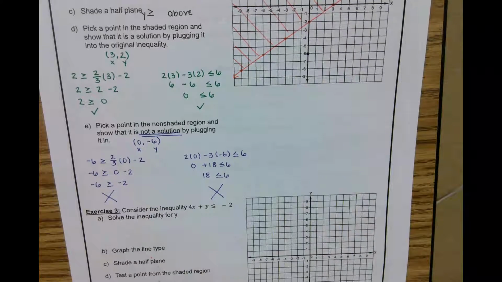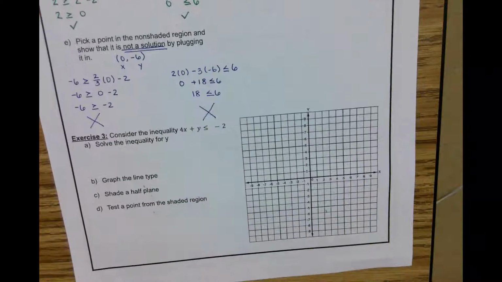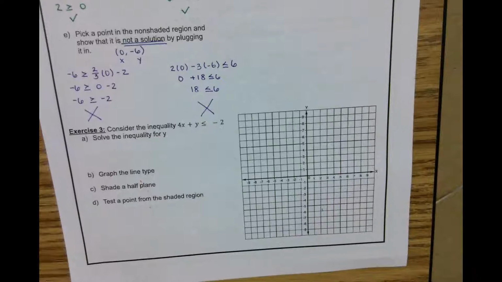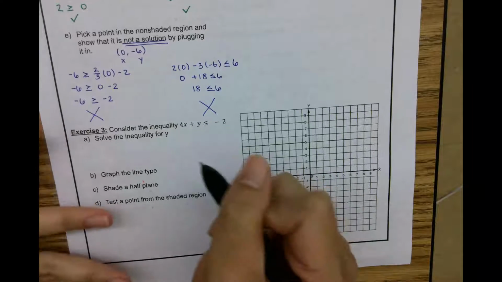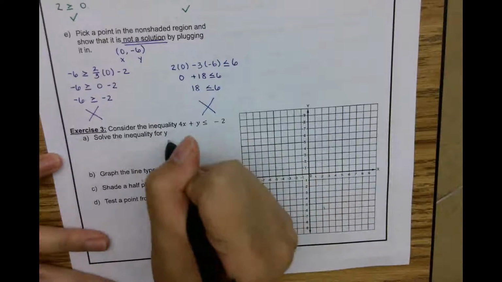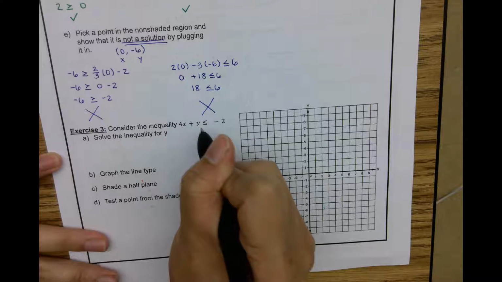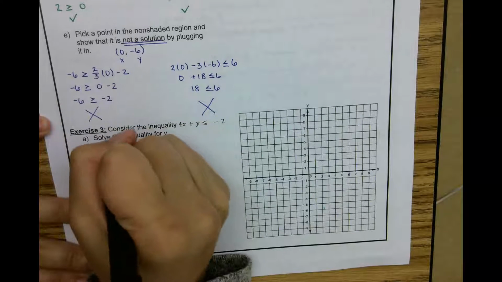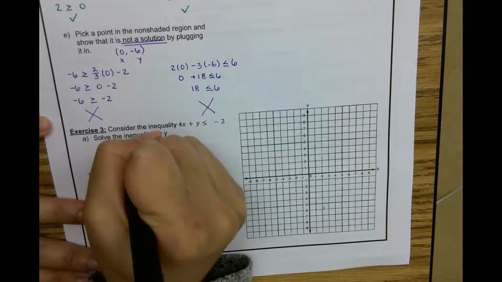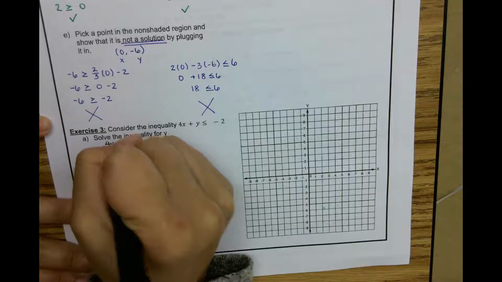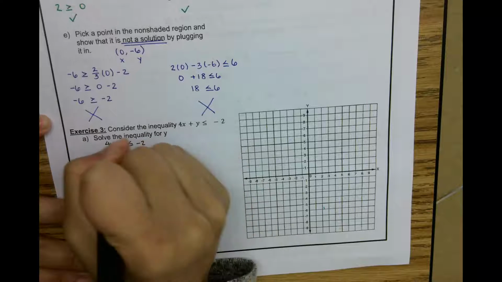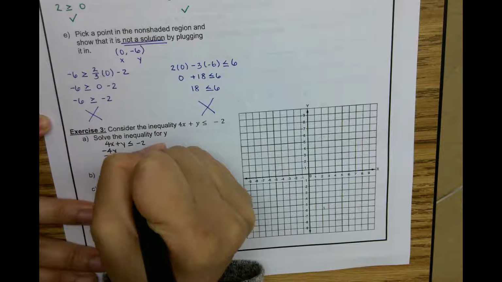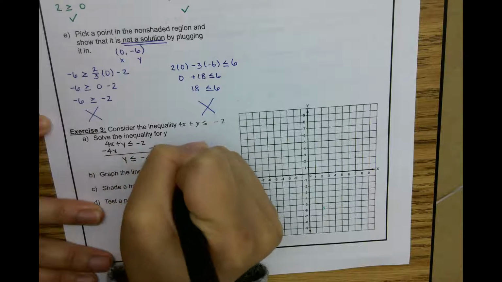I'm just going to do one more for us here before we talk about horizontal and vertical lines. Again, I want to solve the inequality for y first, so I want to do it in slope-intercept form. Changing it into slope-intercept form, I need to solve for y. So subtract 4x. I get y less than or equal to negative 4x minus 2.